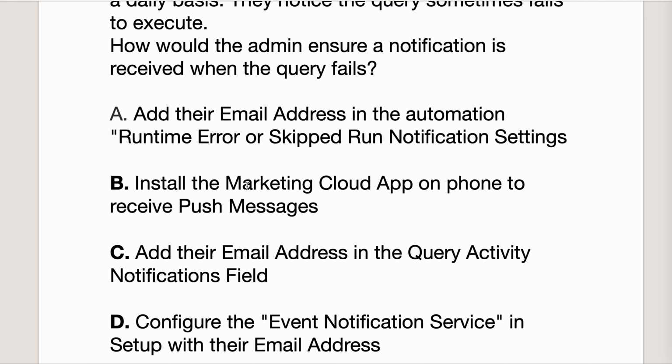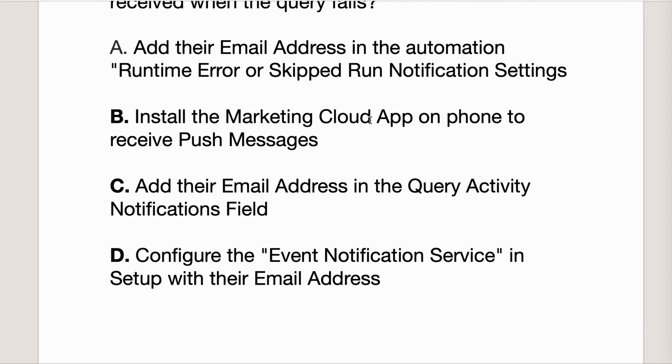Marketing Cloud app on phone, this will not help you out. Add their email address in query activity notification: we don't have any field like that in query activity. Configure the event notification service in CTAP: we don't have any event notification service in Marketing Cloud where you can put the email address. So there's only one option. Those three options don't exist in Marketing Cloud. This option exists, so you're going to select A.